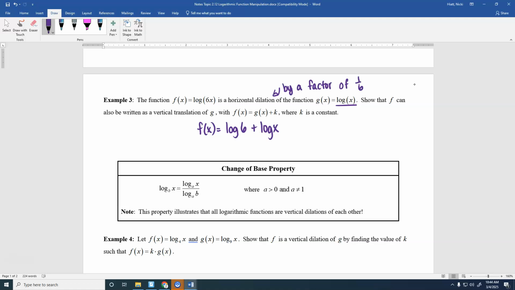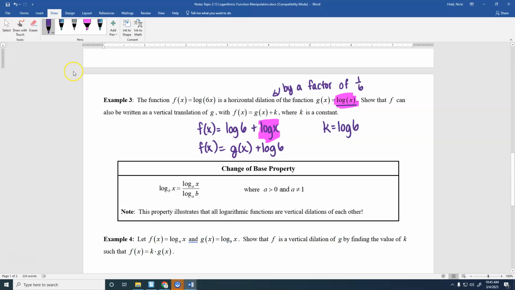They don't have a base written on here, so it's understood that it's a 10. If you want to put the 10 there, you can, but you don't have to. For this, notice that g of x is log x, right? That is that part right there. So what we've got here is f of x equals that log x, which is g of x, plus log 6. What you must remember is that log 6 is a number. Our k is log 6.